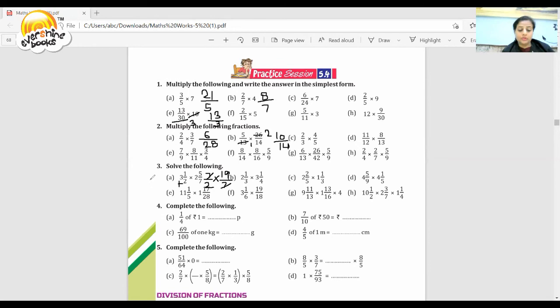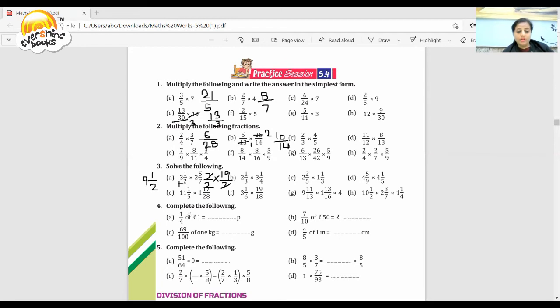If we wanted to get the mixed fraction, what will we do? 9 twos are 18. 9 will be the whole number. 2 will be the denominator. And 1 will be the numerator. So this will be the answer of the first one.